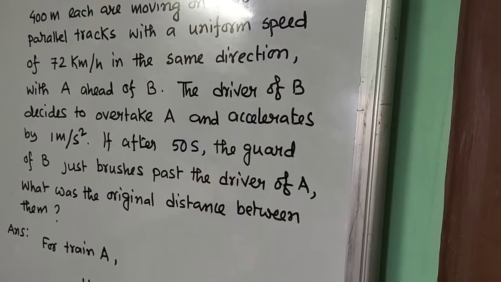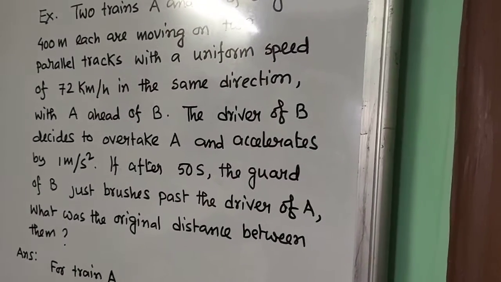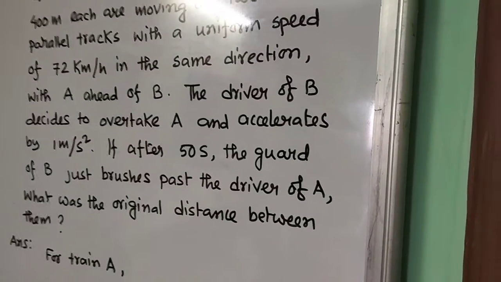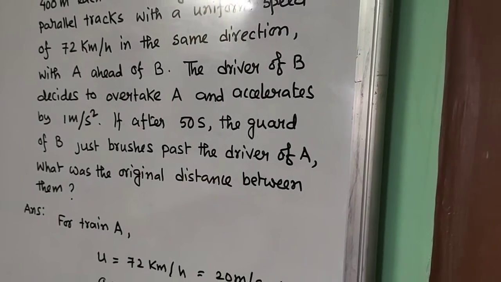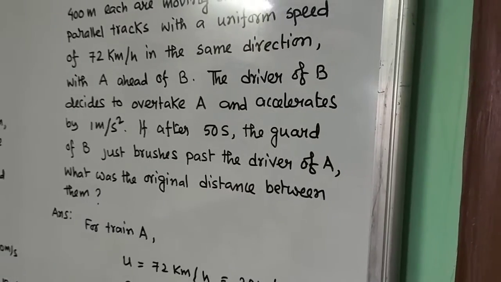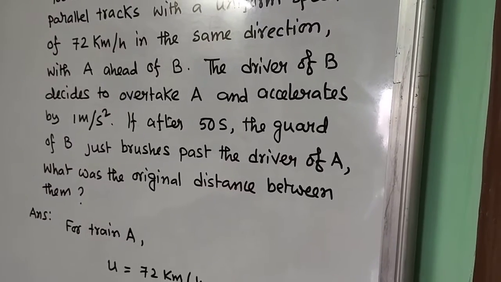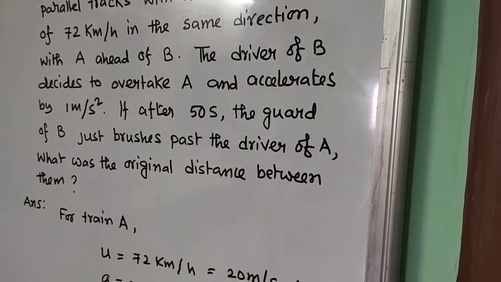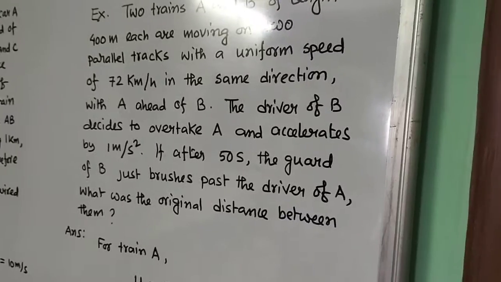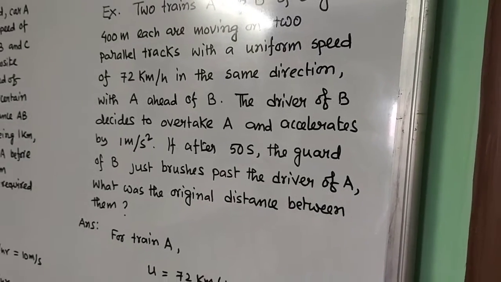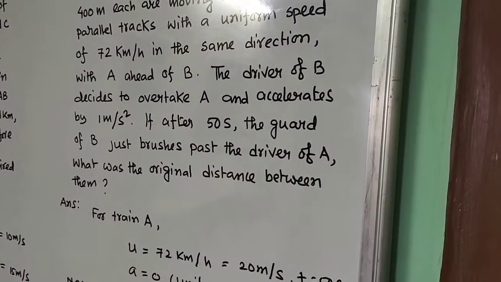So you see during 50 seconds train A moves without acceleration and train B moves with the acceleration 1 meter per second square. After 50 seconds, the guard of B just brushes past the driver of A. What was the original distance between them? So let me repeat once again. Two trains A and B. A is moving without acceleration for 50 seconds and B moves with acceleration 1 meter per second square for 50 seconds.